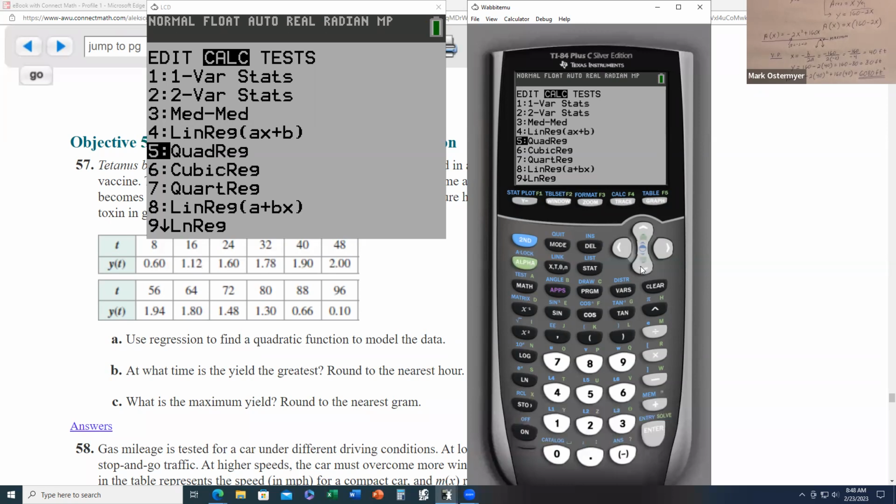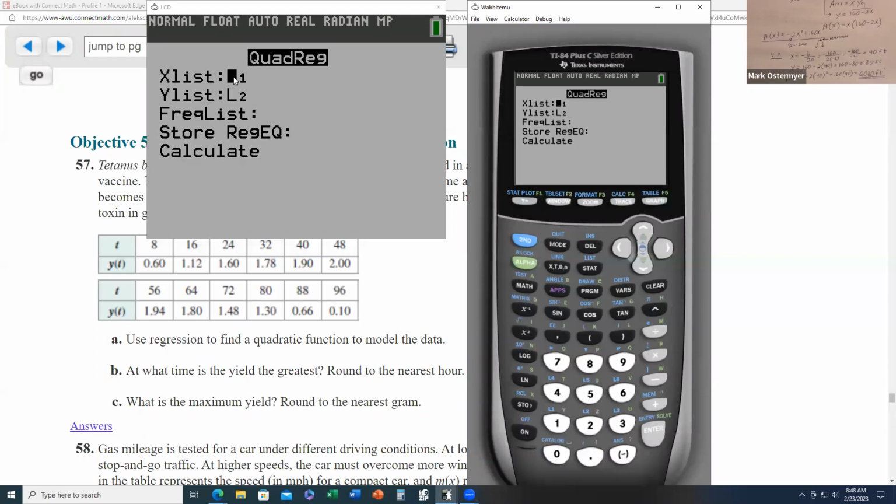There's all different types of regression. You've got cubic regression that tries to fit a third degree function to your data. Quartic regression tries to fit a fourth degree polynomial to your data. We have natural log regression, which tries to fit a logarithmic function to your data. We have trigonometric regression that tries to fit a sine or cosine wave to your data. We're going to try to fit a parabola to our data by selecting quadratic regression. Hit enter.